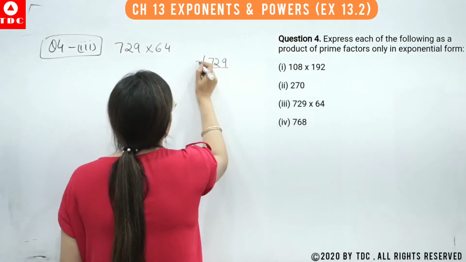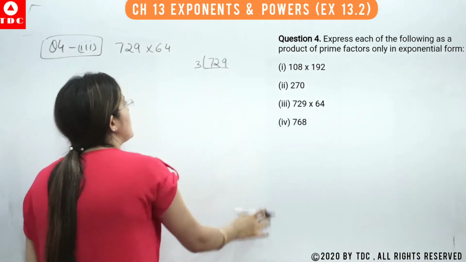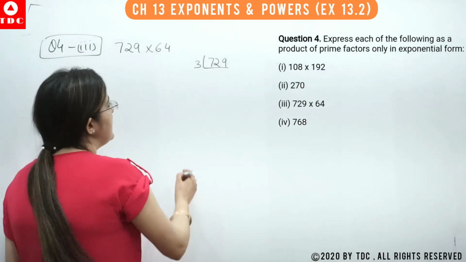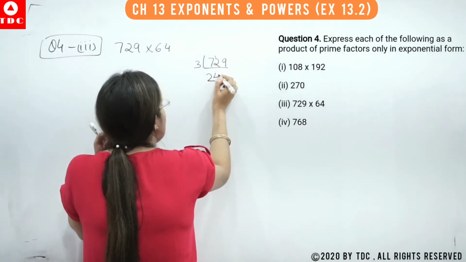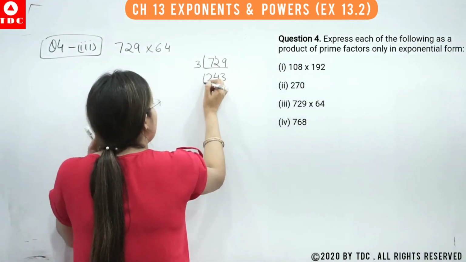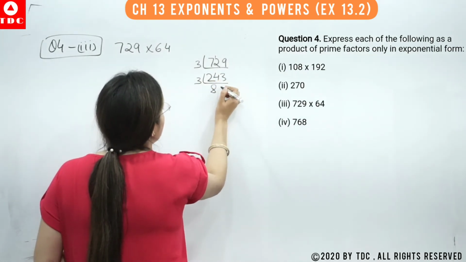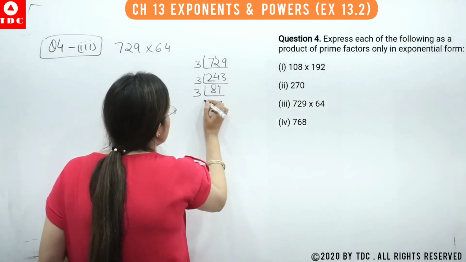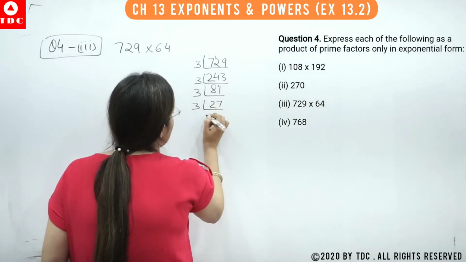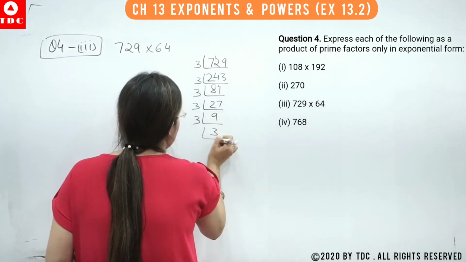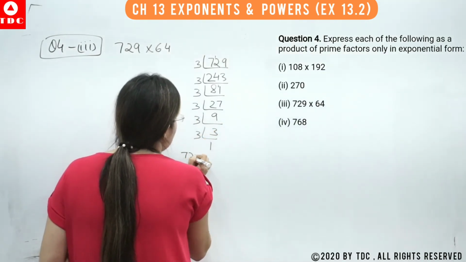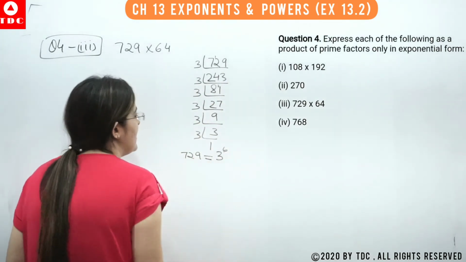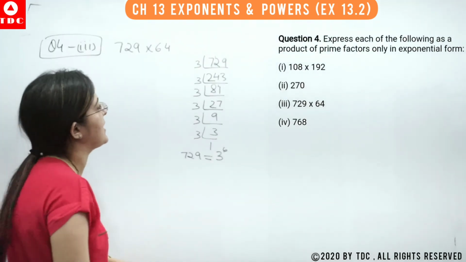We'll start from 2, 3. Okay, 2 it will not go because last digit is odd. We'll start from 3. 3 2s are 6. 3 4s are 12. 3 3s are 9. 3 8s are 24. 3 1s are 3. 3 2s are 6. 3 7s are 21. 3 9s are 27. 3 3s are 9. 3 1s are 3. That means 729 could be written as 6 times 3. That means 3 to the power 6.